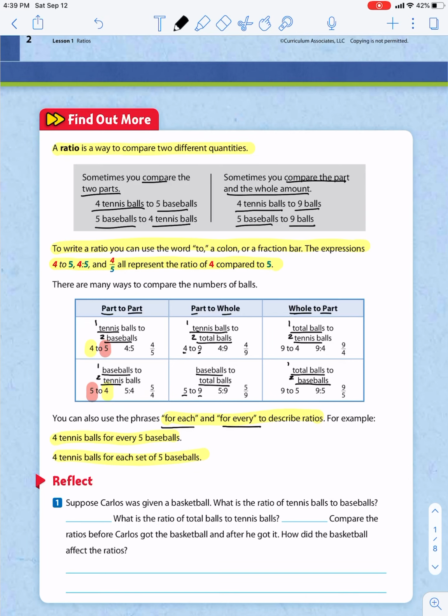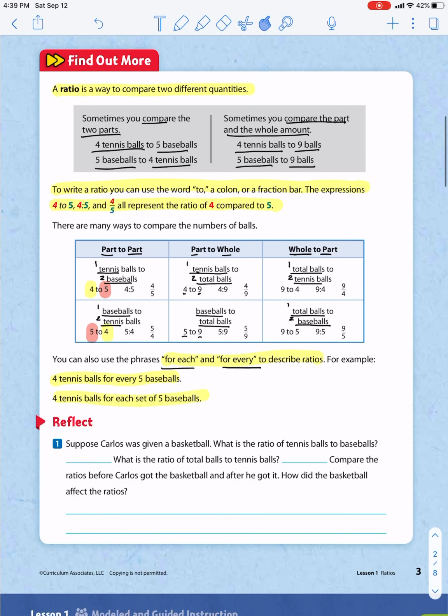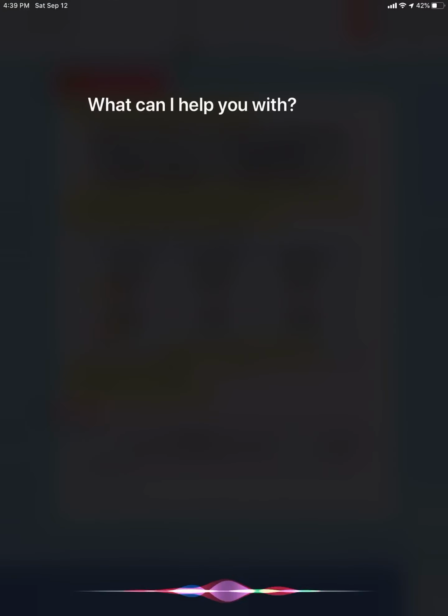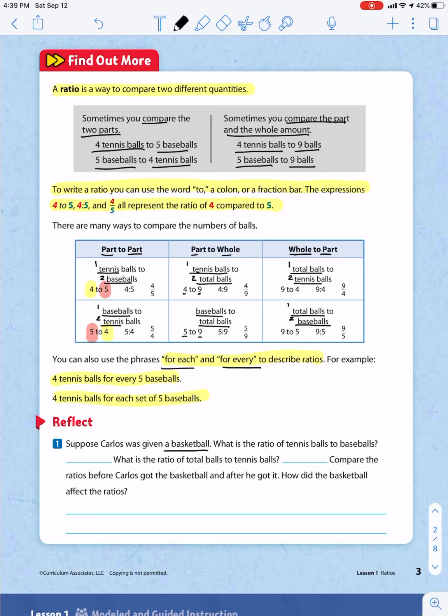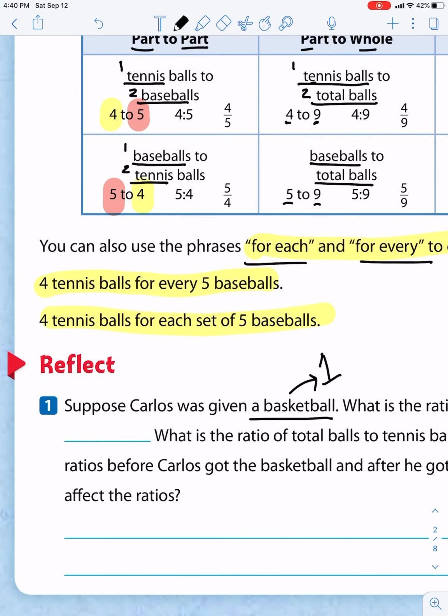Our reflection question before we are done with this page simply says, suppose Carlos was given a basketball. What is the ratio of tennis balls to baseballs? Okay, so this first set is very simple. Carlos was given a basketball. That is 1. A basketball is singular. What is the ratio of tennis balls to baseballs? Well, we know that there are 4 tennis balls to 5 baseballs. I just wrote it with that colon.